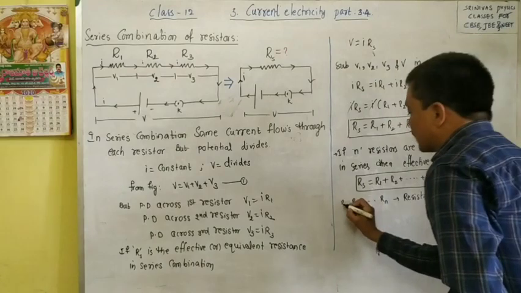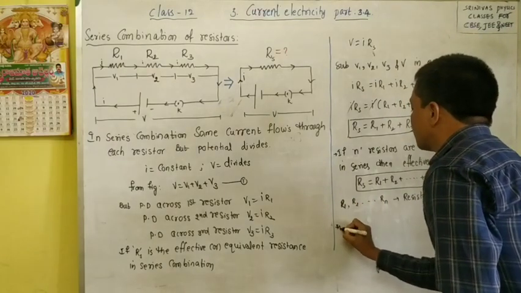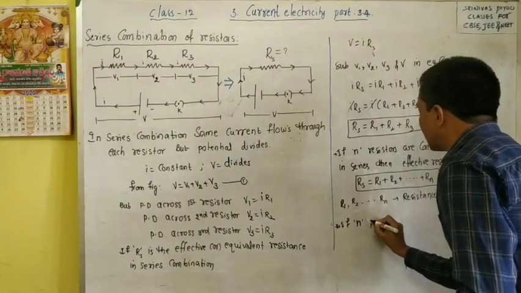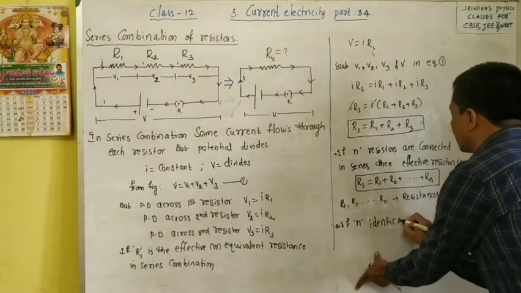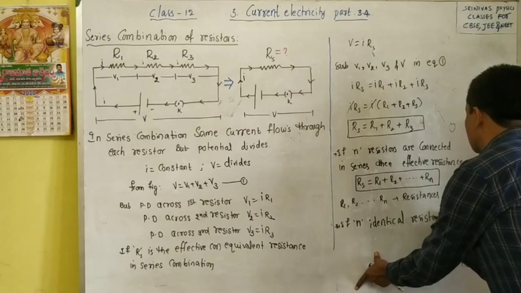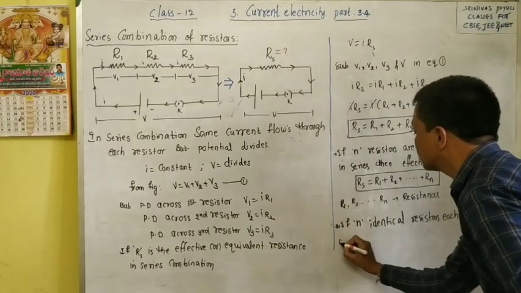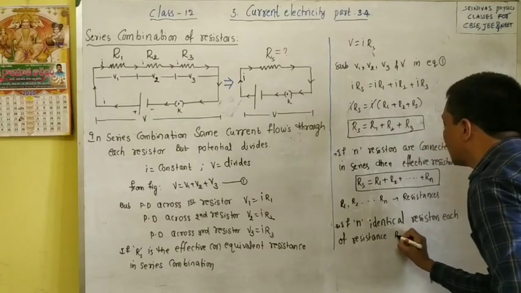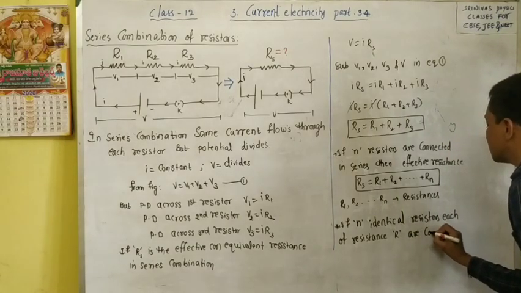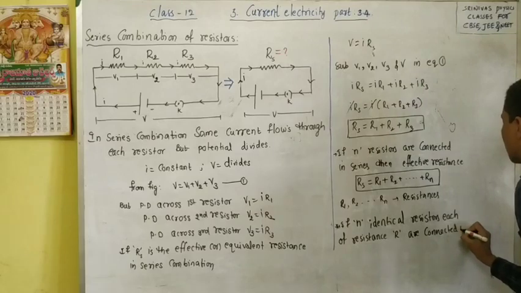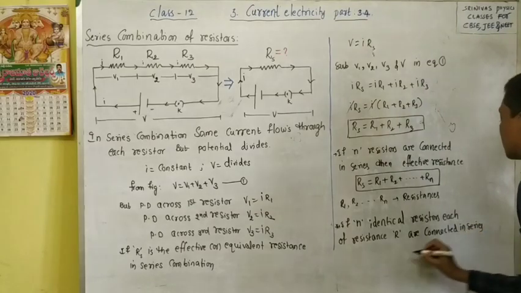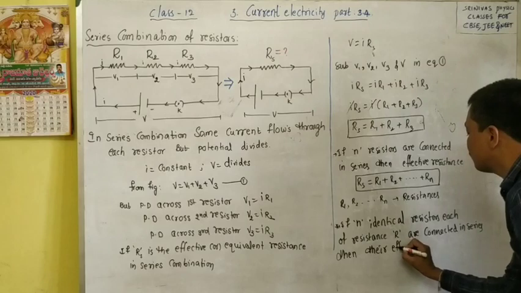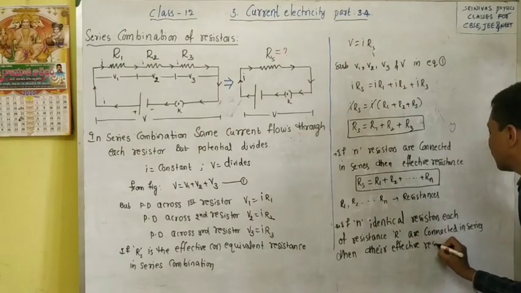If n identical resistors are connected in series, then what happens? If n identical resistors, each of resistance capital R, are connected in series, then I want to find out their effective resistance. How to find out the effective resistance?